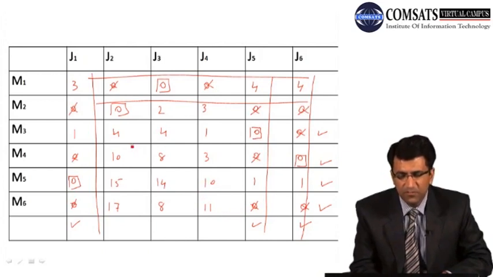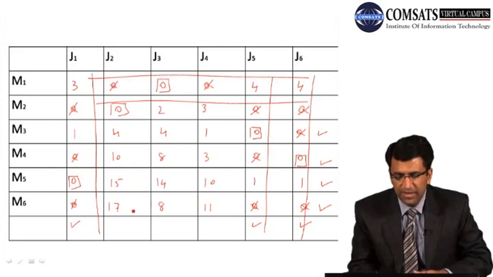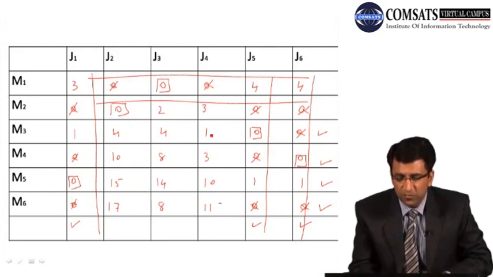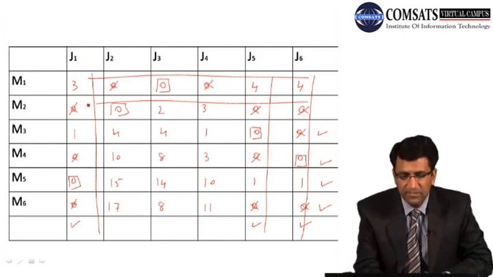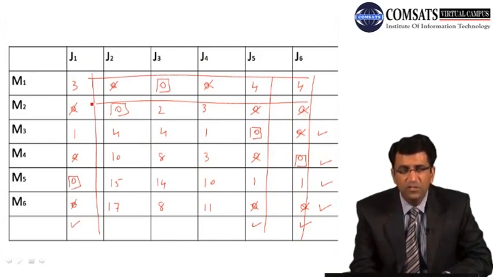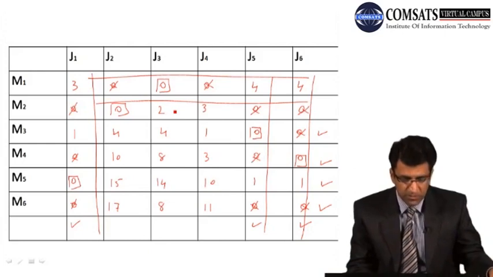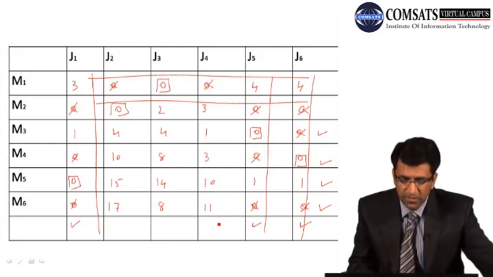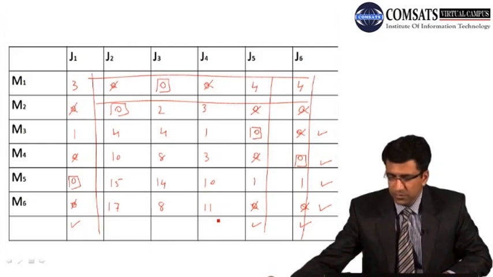You can see these numbers are 4, 4, 1, 10, 8, 3, 15, 14, 10, 17, 8, 11. We will find the minimum value out of these. It will be 1. So we will subtract 1 from these numbers through which no line is passed. Then we will add this number 1 at the points of intersection, here, here, here and here, as well as these particular cells, and all the other values will remain the same. So I'm rewriting this table after applying that rule.